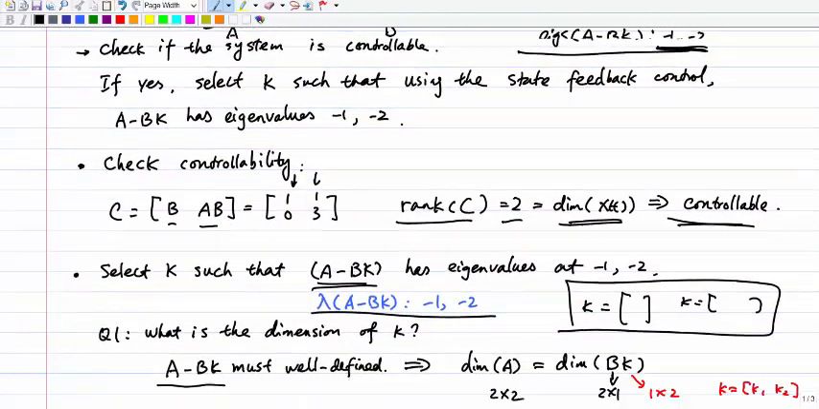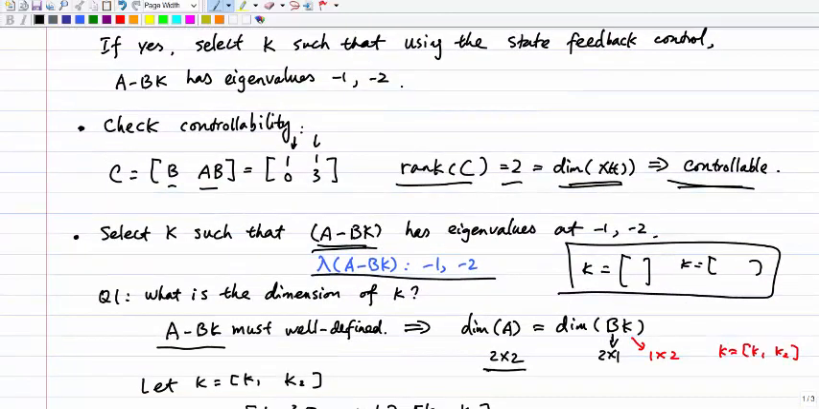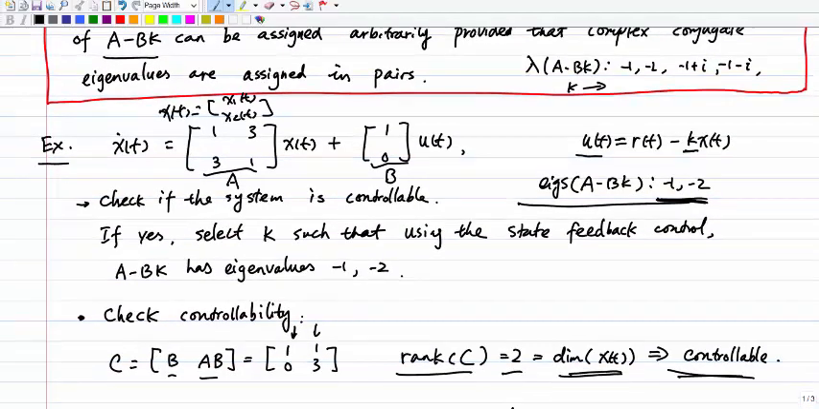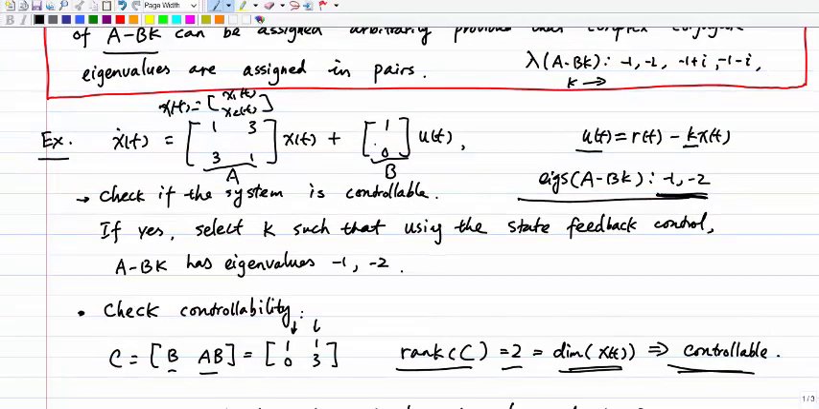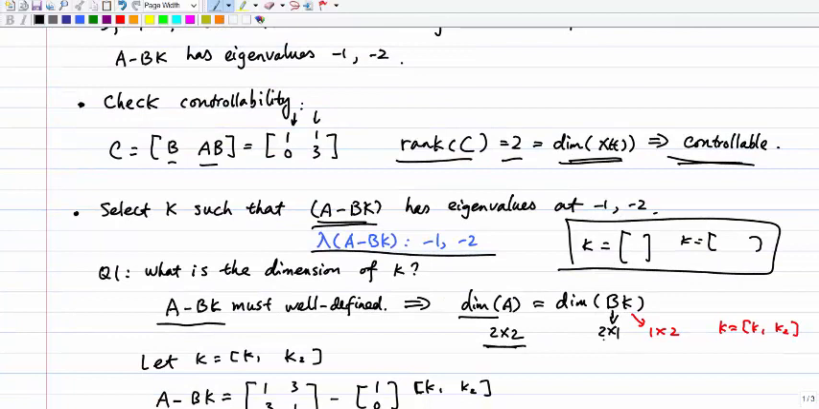So here A is 2 by 2, which means the dimension of A has to be the same as the dimension of BK. My B has 2 rows, 1 column, so it is 2 by 1. So my K must be 1 by 2, right? Otherwise the product won't match the dimension of A. So K has to be 1 row and 2 columns. Let's say K is k1, k2.